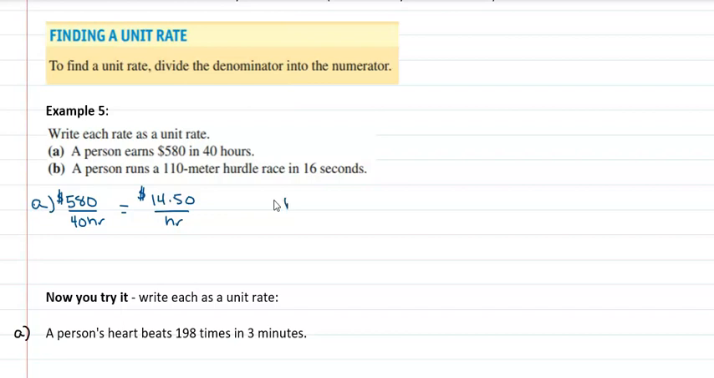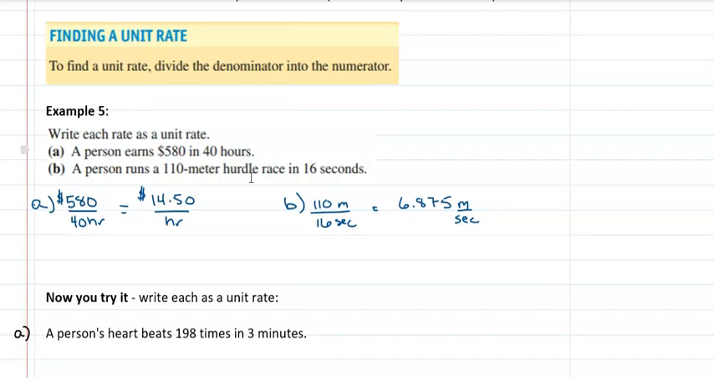All right. B, a person runs a 110-meter hurdle race in 16 seconds. So what's their unit rate? In other words, how many meters do they go per second? That's really all we're looking at here, but we want to keep the unit on. So 16 seconds on the bottom. So 110 divided by 16, you just put it in your calculator and you get 6.875 meters per second, or meters per 1 second, but we usually just say meters per second.